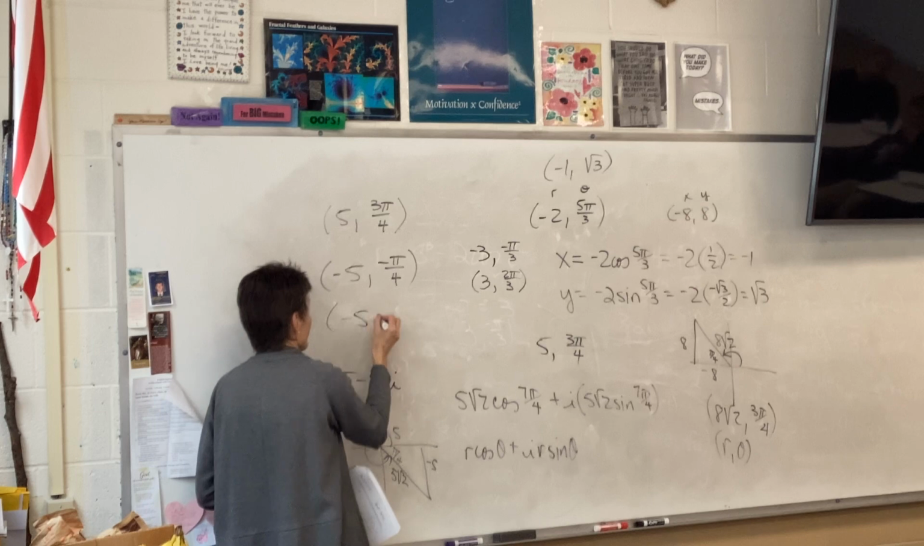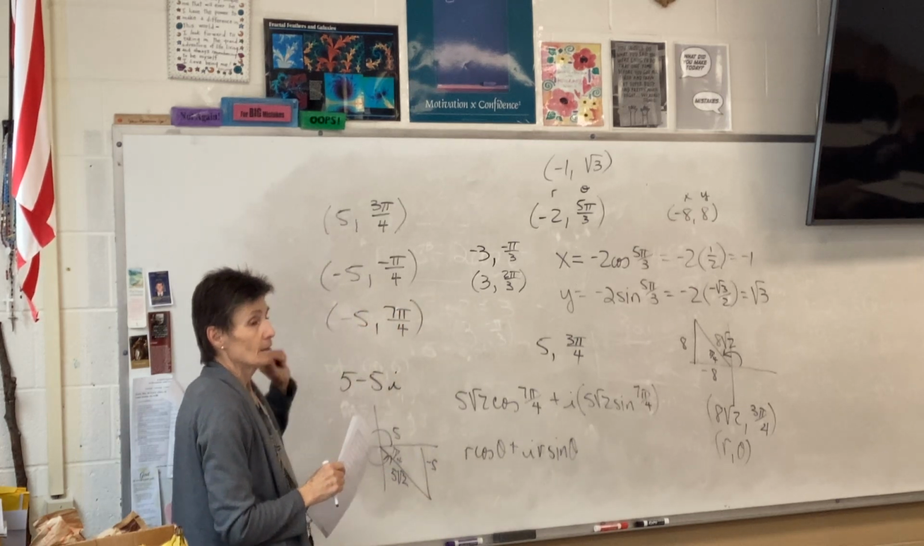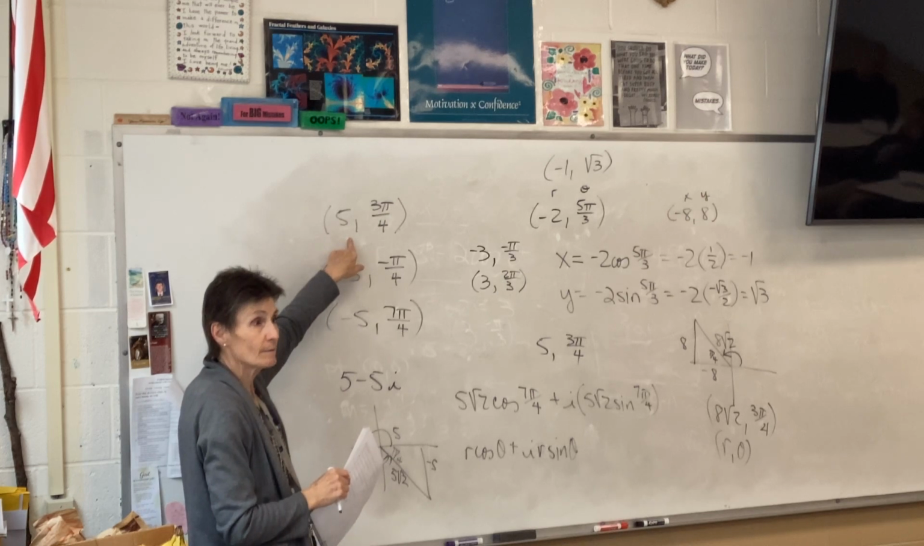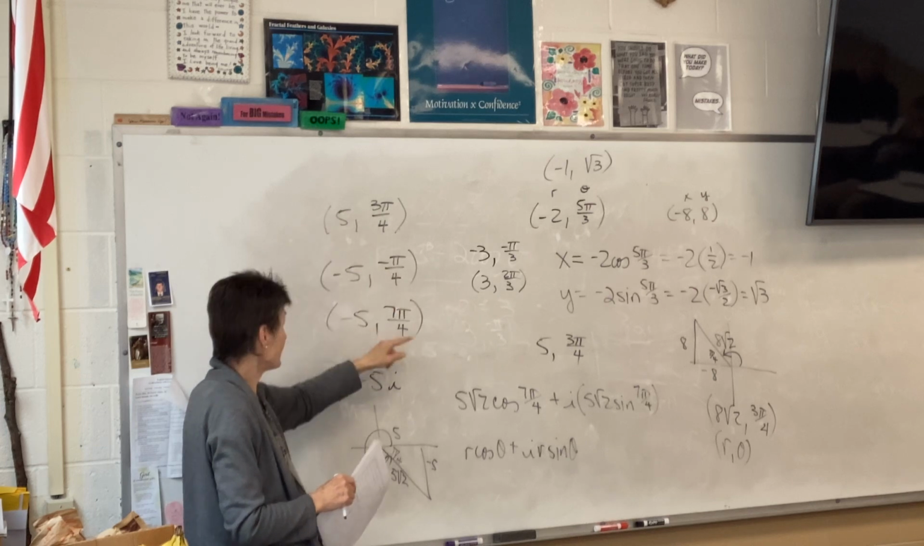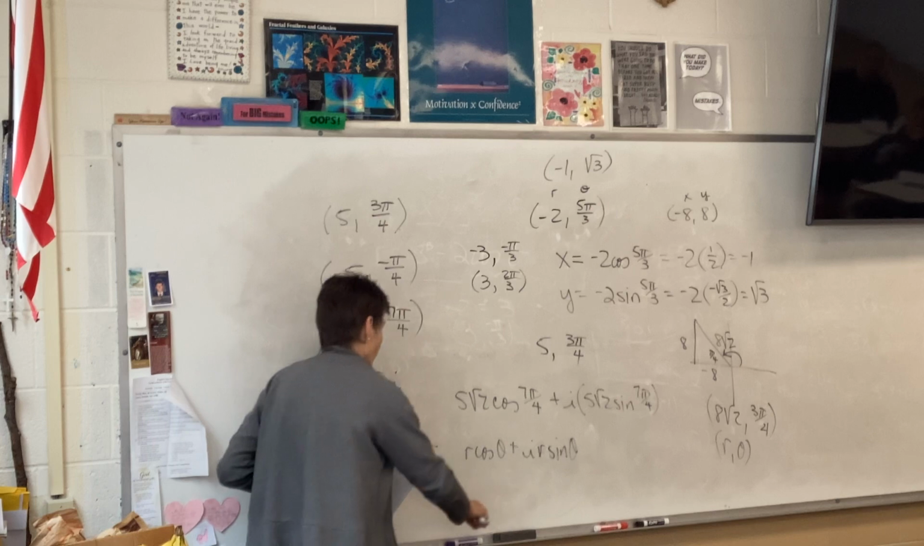Negative 5, 7 pi over 4. Okay. What do you think about that one? He changed the sign on r, and instead of subtracting pi, he added it. Perfect. And let's get one more.